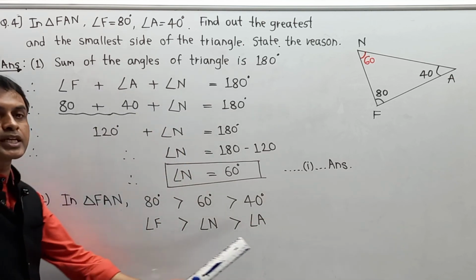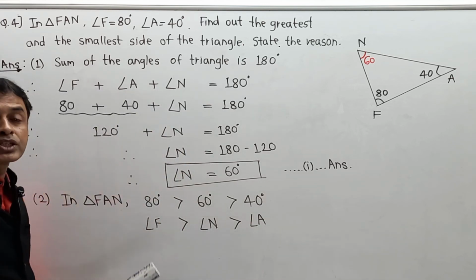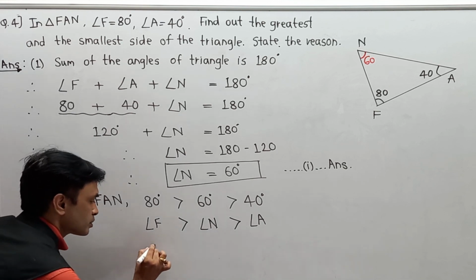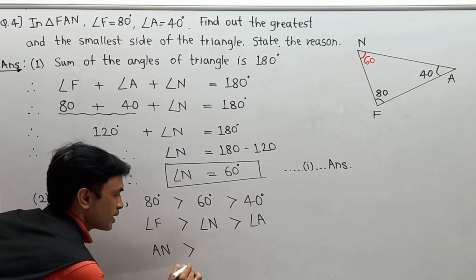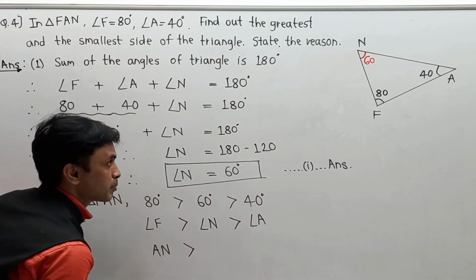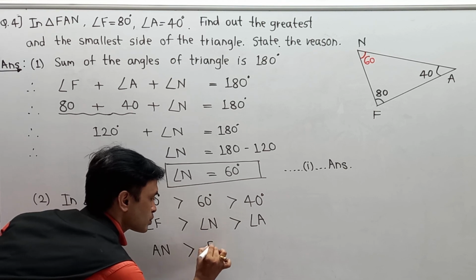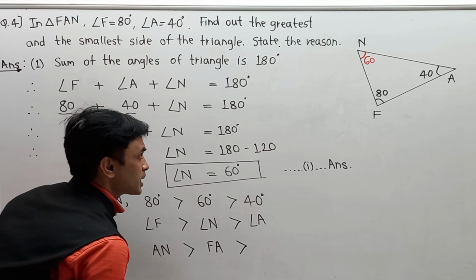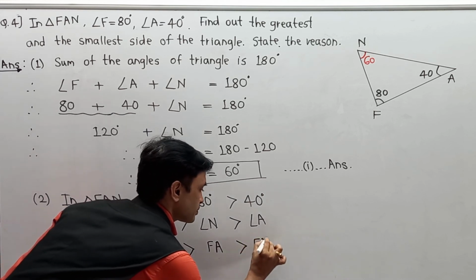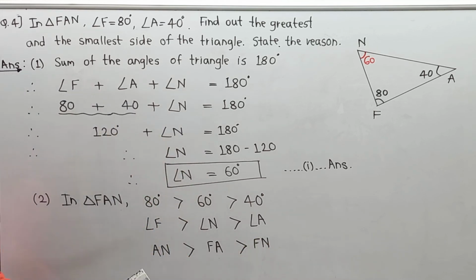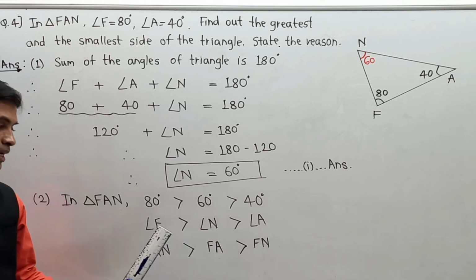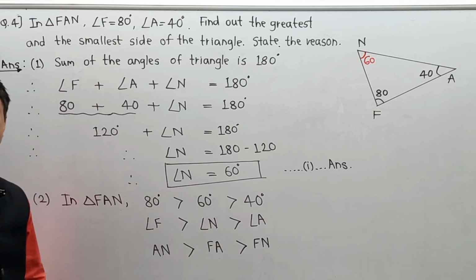Now these are the respective angles. Now I am writing the opposite sides. Angle F's opposite side is AN, so AN is greater than FA, the side opposite angle N, and FA is greater than FN, the side opposite angle A. Now definitely AN is the greatest side and FN is the smallest side. The reasoning is: if an angle is greater then its opposite side is greater.